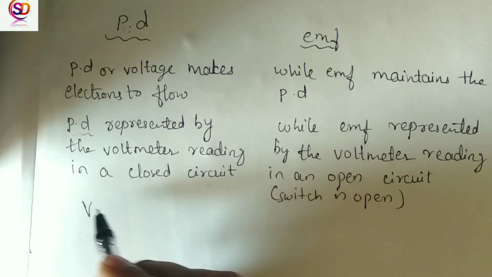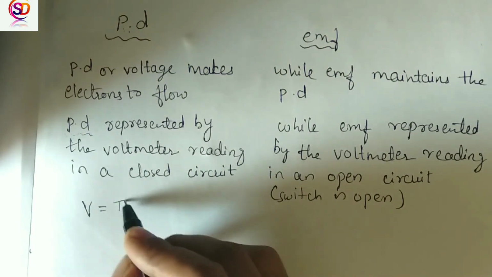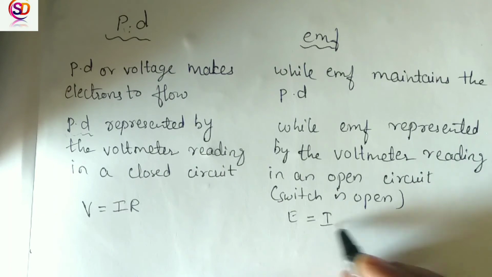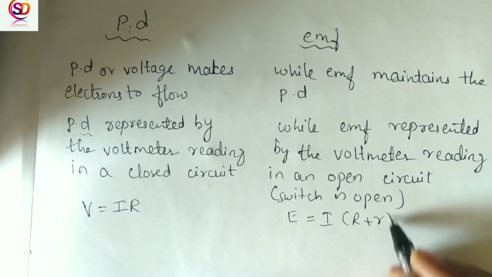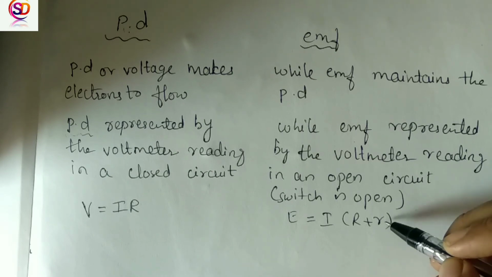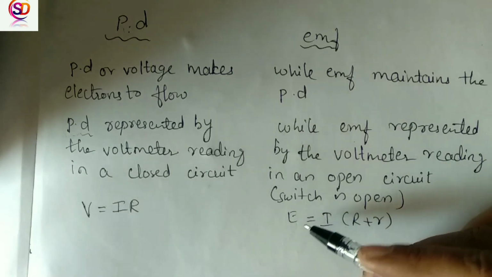The formula given to calculate PD is V equals I into R, while EMF is calculated by I into (R plus r). R is the external resistance and small r is the internal resistance offered by the cell itself.